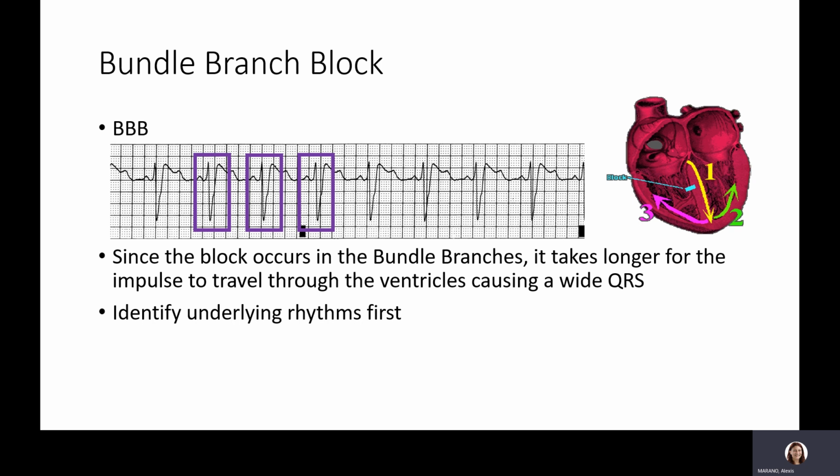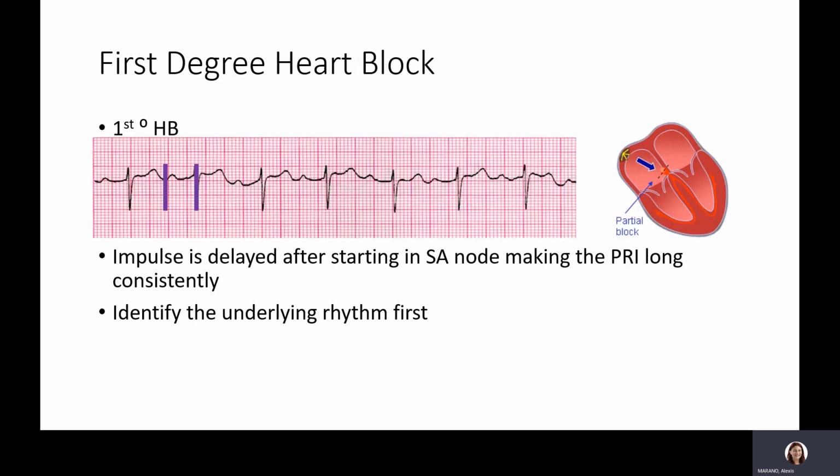Bundle branch block is going to be the only time that you see a P wave while you have a wide QRS. This is a partial block, so we're going to identify the underlying rhythm first. So you would say, I have a normal sinus rhythm with a bundle branch block. And again, the only difference between a bundle branch block and a normal sinus rhythm would be the wide QRS.